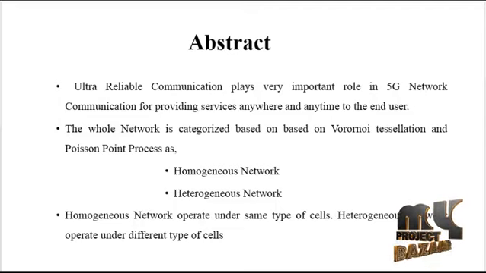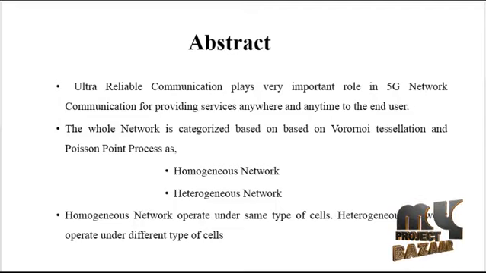two categories, such as the homogeneous network and the heterogeneous network. A homogeneous network operates under the same type of cells. A heterogeneous network operates under different types of cells. Hence these are the two types of networks, homogeneous and heterogeneous. Finally, the homogeneous and heterogeneous performance will be evaluated based on performance parameters like bit error rate.